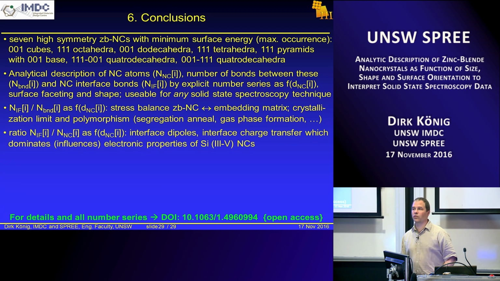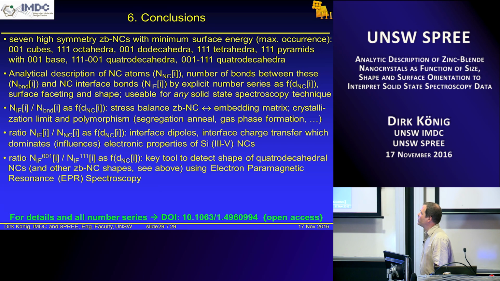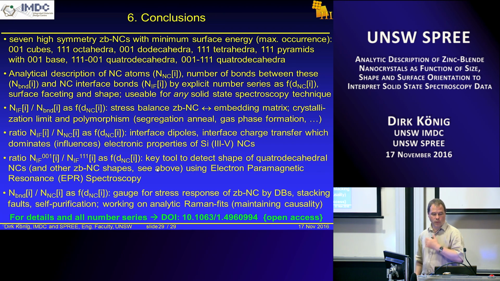Then the ratio of interface bonds per nanocrystal atom is very important for the electronic structure if you have very strong anionic ligands or embedding. And we can go further with the interface bonds to clarify the morphology or size, depending on what you know first, of silicon nanocrystals and presumably other zinc-blende nanocrystals, by electron paramagnetic resonance. And the ratio of nanocrystal bonds per nanocrystal atom is also describing the stress response, in terms of impurities, stacking faults, dangling bonds. And currently I'm working on analytic Raman fits, which will maintain causality, so you can really go back and check on the crystals. And again, if you need any more details, just look up that DOI, which has all the formulas, which I didn't show here because I don't want to torture you with the maths, really.